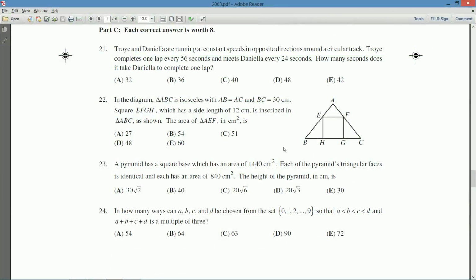Today we're going to take a look at question number 22 on the 2003 Cayley paper. In the diagram, triangle ABC is isosceles with AB equal to AC, and BC is equal to 30 centimeters. So we've got a length. We don't know what the lengths of AB and AC are, but whatever they are, they're going to be the same length. Square EFGH, which has side length of 12 centimeters, is inscribed in ABC.